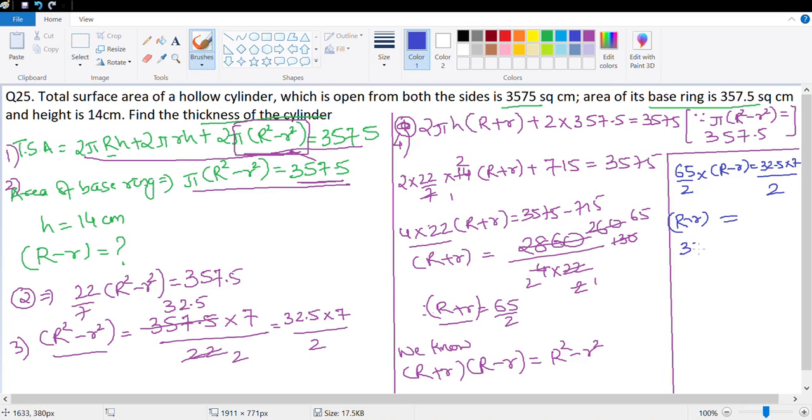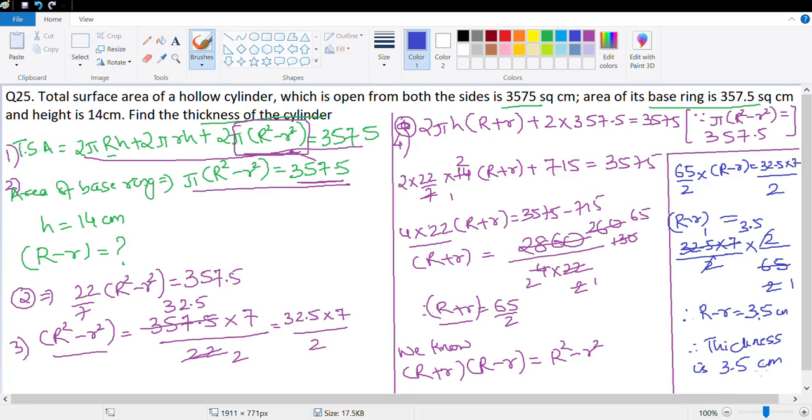Which means R minus r would be equal to 32.5 into 7 upon 2 divided by 65 upon 2, so I'll convert this into multiplication and take the reciprocal. So this is 2 upon 65, 2 and 2 get cancelled, 32.5 into 1, 32.5 into 2, and this is 2 into 1 and 2, 3.5. Therefore R minus r is equal to 3.5 centimeter. Therefore the thickness is 3.5 centimeter.